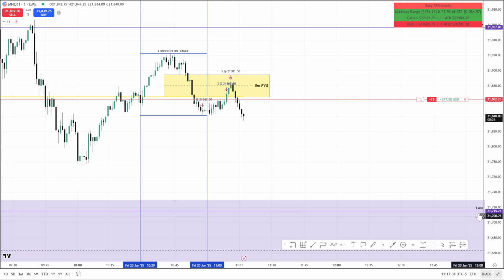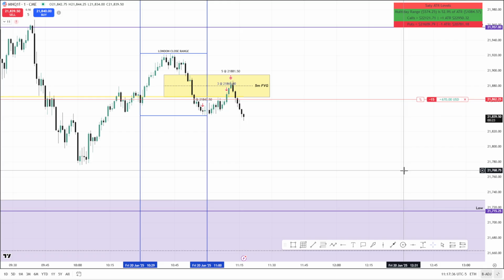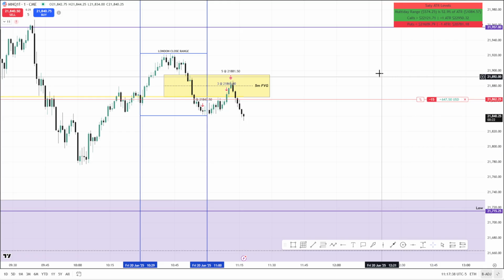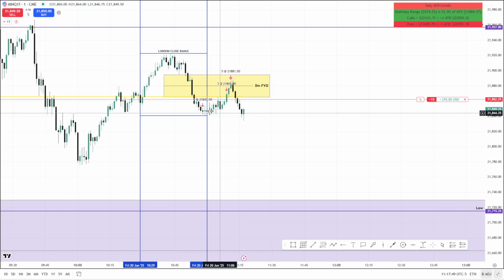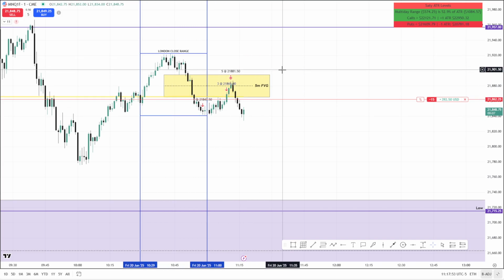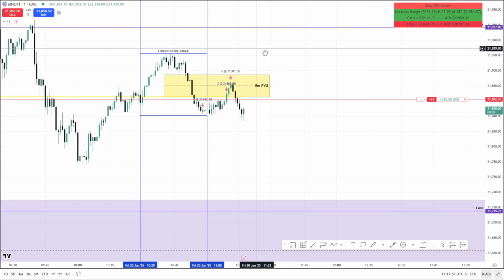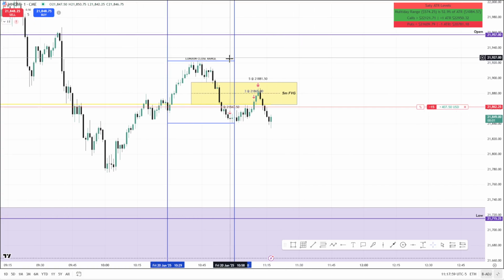A couple of people have asked me about entries, and I have a few entries that I like to use. Right here, and I'll go back to the 5-minute chart. But this is the London close range.